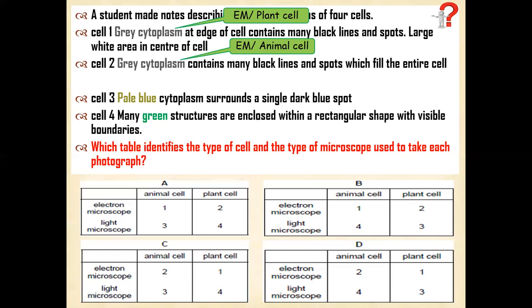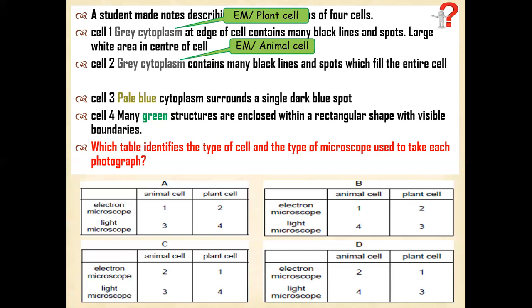Now we're going to move to statement number 3. Cell 3 is a pale blue cytoplasm surrounding a single dark blue spot. This pale blue is a colorful image, so it means that this image is taken by light microscope.